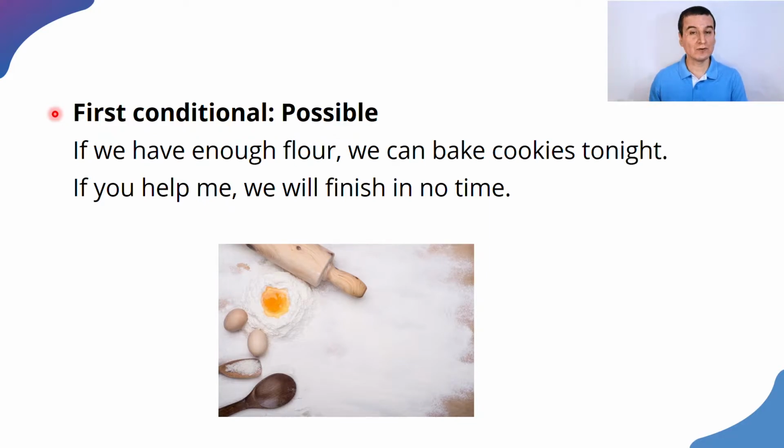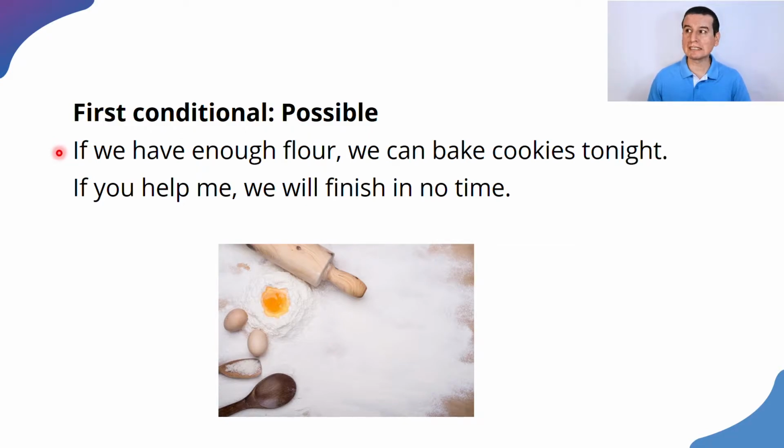So let's see the first conditional. The first conditional is used for actions that are possible, so they are likely to occur. Let's say that they are realistic. For example, if we have enough flour, we can bake cookies tonight. That means if that condition of us having flour is met, we will be able to bake cookies tonight.